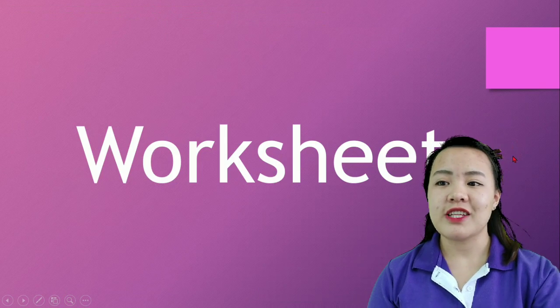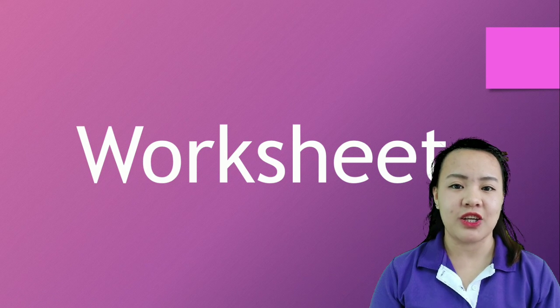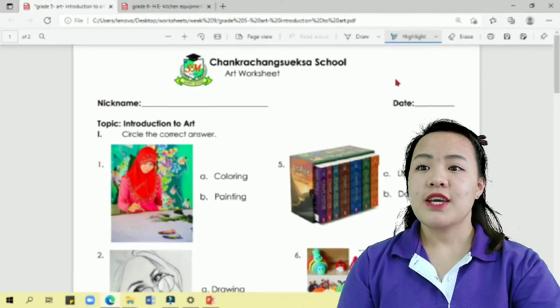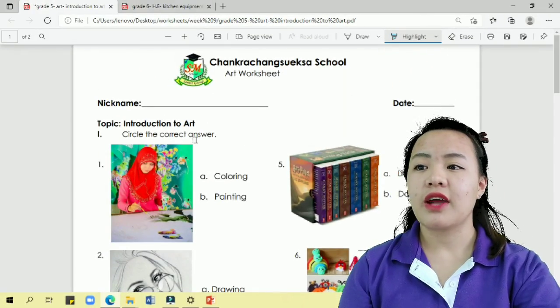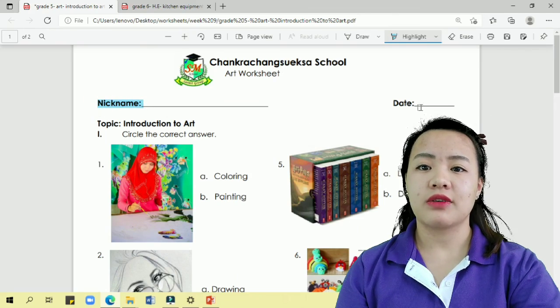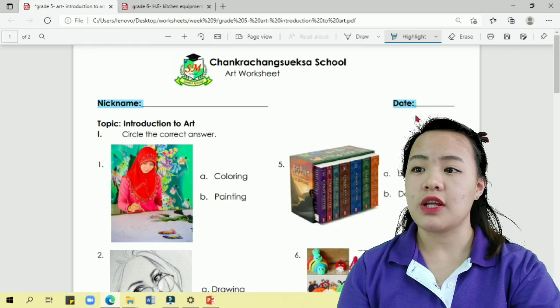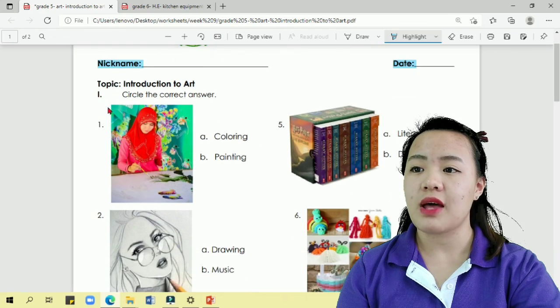So let's move on with our worksheet. Are you ready? I hope you can answer your worksheet correctly. Okay, let's go. In your worksheet, write your nickname. Next, write the date when you're going to answer your worksheet. Our topic for today is Introduction to Art.